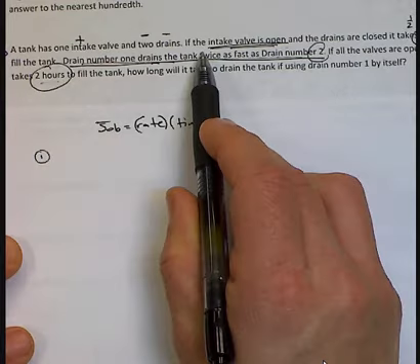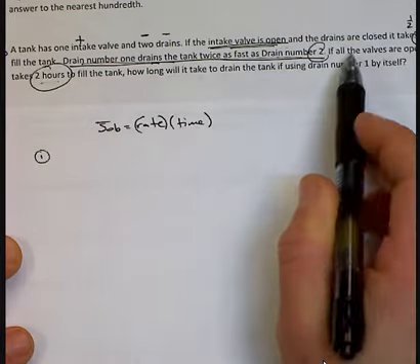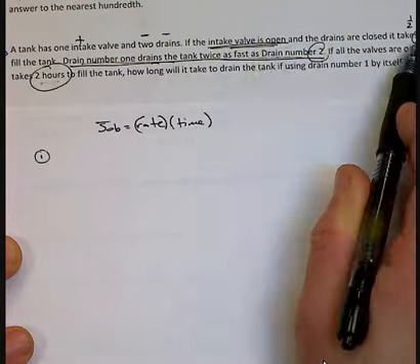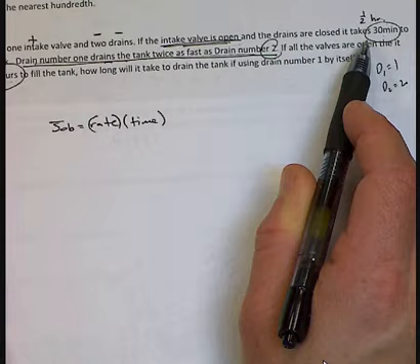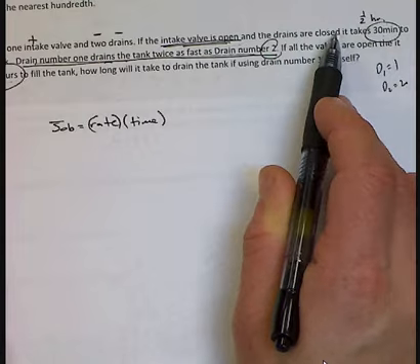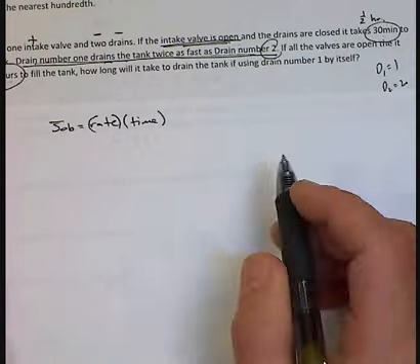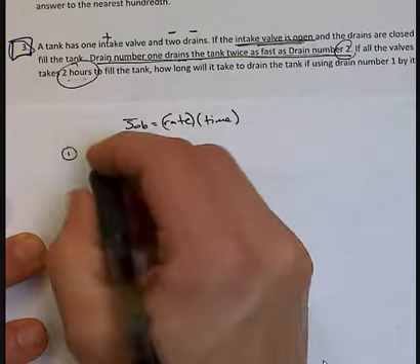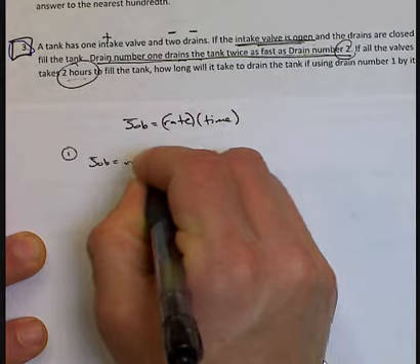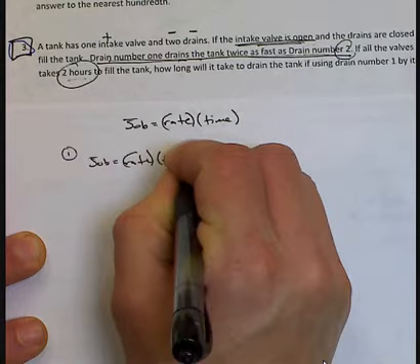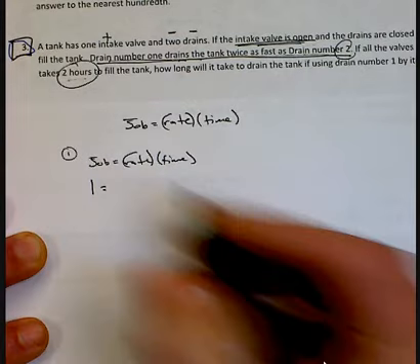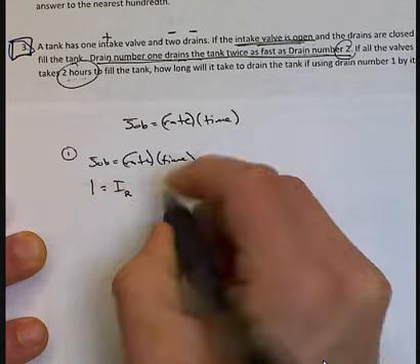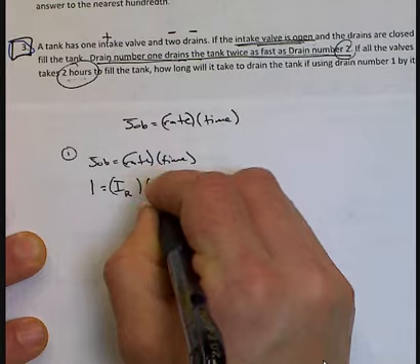The first thing we're told is that if the intake valve is open, and the drains are both closed, so the intake valve is the only thing working, then it takes half an hour, or 30 minutes, but we're going to use hours to be consistent throughout this problem, so we're going to call that half an hour. So for the first equation, we have job equals rate times time. We can do one job, we can fill the whole tank, at the intake valve rate times the time that it takes to do it, which is a half.